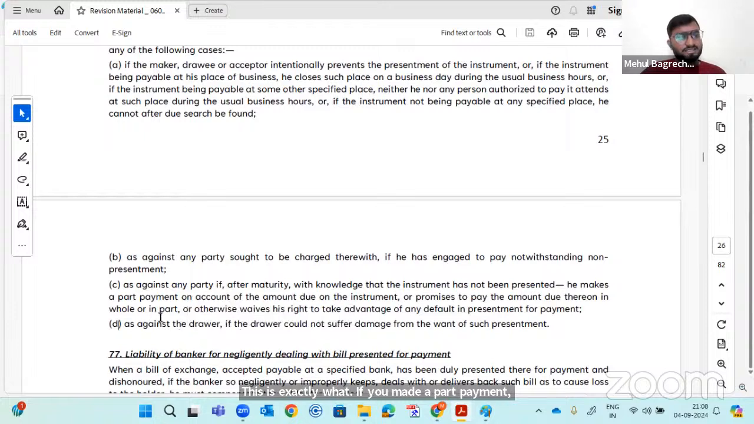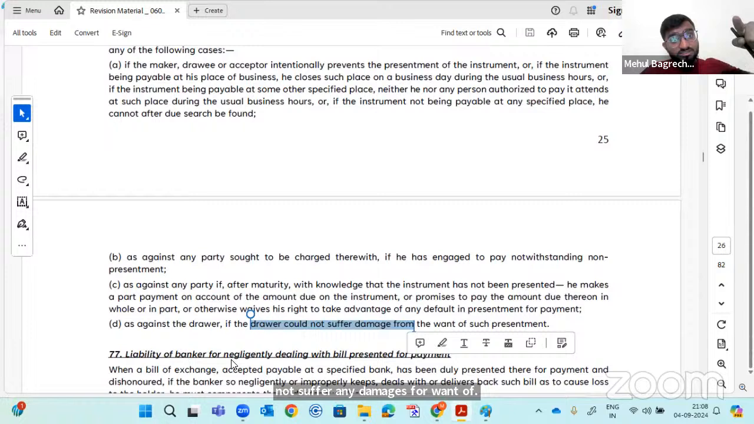The last one, as against the drawer, if the drawer could not suffer any damages for want of presentment. Even if I don't present, will you suffer damages? If the answer is no, then why do you want a presentment? In these 4 scenarios, presentment is not necessary. Clear, everyone? Understood? Now, very important.